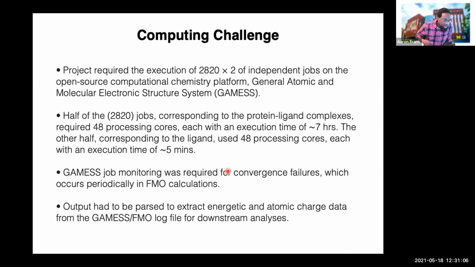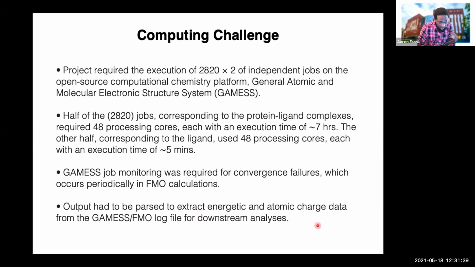And so all these calculations, as I said, were carried out with GAMESS, right? Half of these correspond to these RNA ligand complexes, right? And required 48 processing cores. And then we also needed job monitoring, right? Because we've experienced some convergence failures in the past when we were testing it out on our own machine locally. And so one needs a strategy for monitoring jobs, checking for convergence failures, and if needed, to resubmit those jobs.